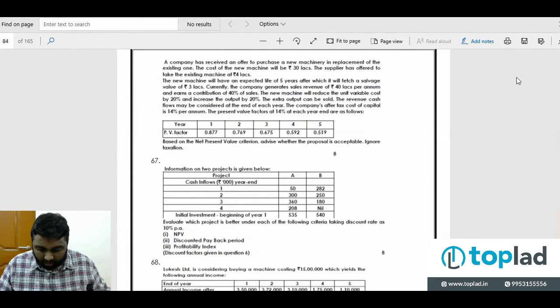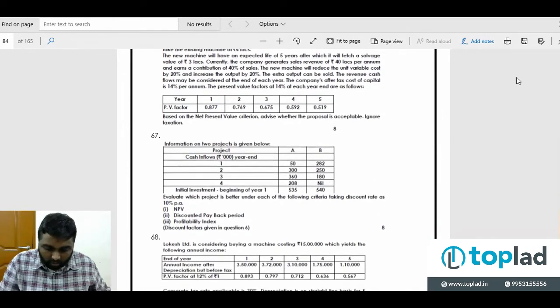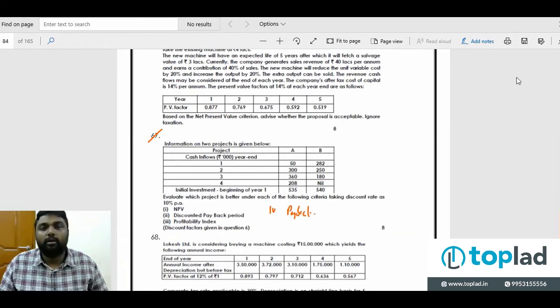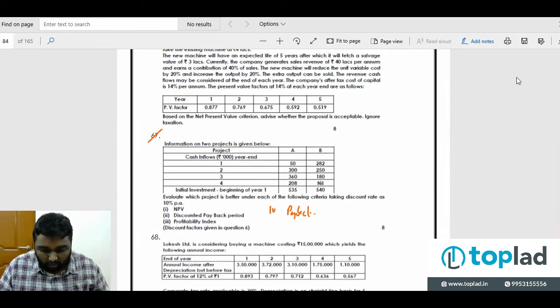See, this is one of the previous year questions. Question number 67. We have A and B. Add one more method, payback also. We have discussed 4 methods, we will do payback also. Information on 2 projects is given, A and B. Rupees in 1000 they have mentioned. Initial investment they have mentioned.